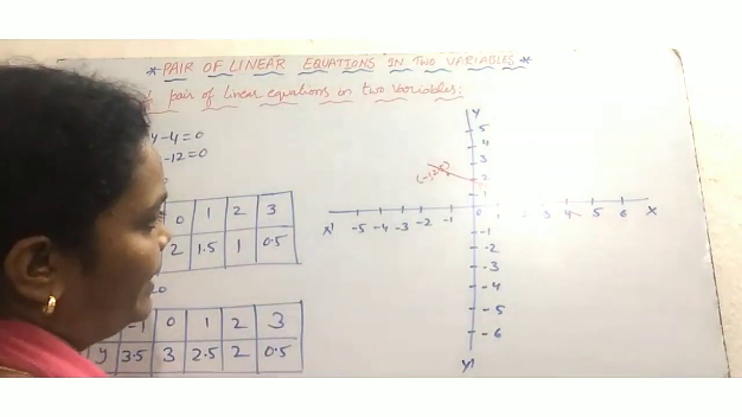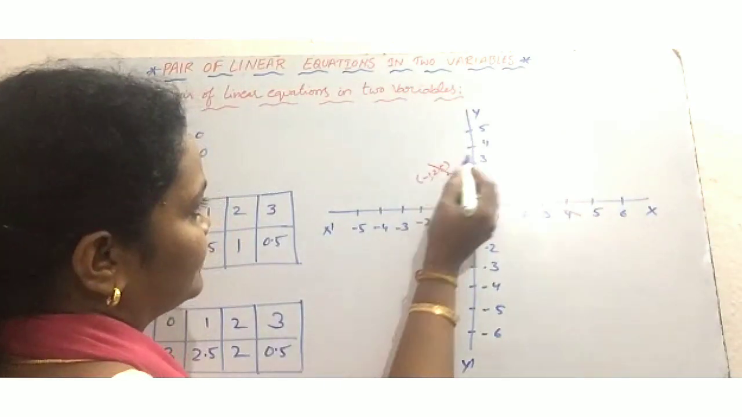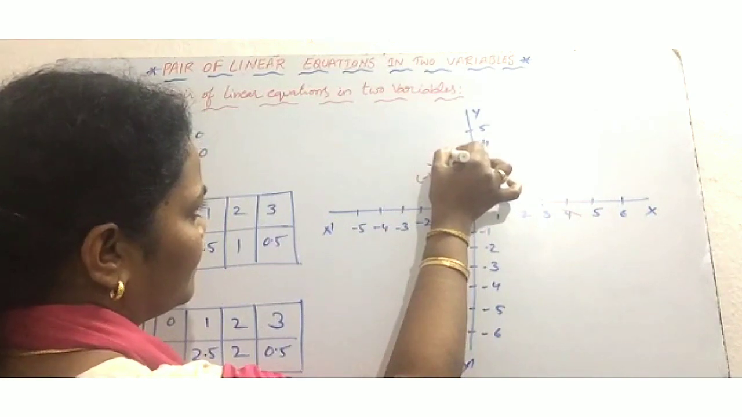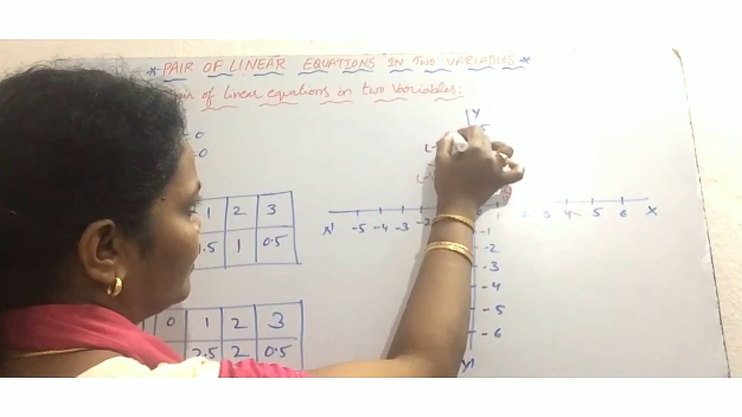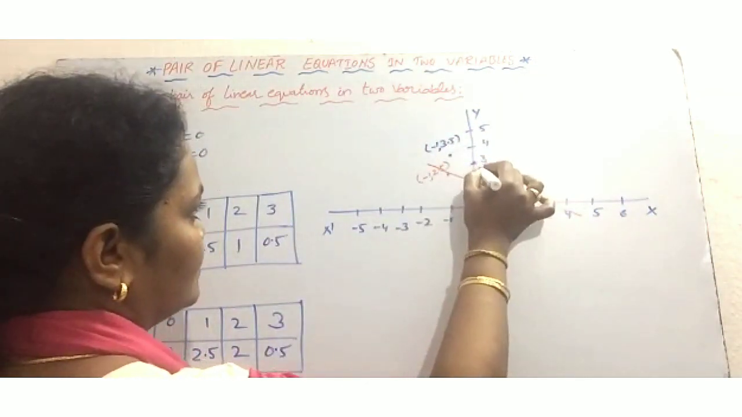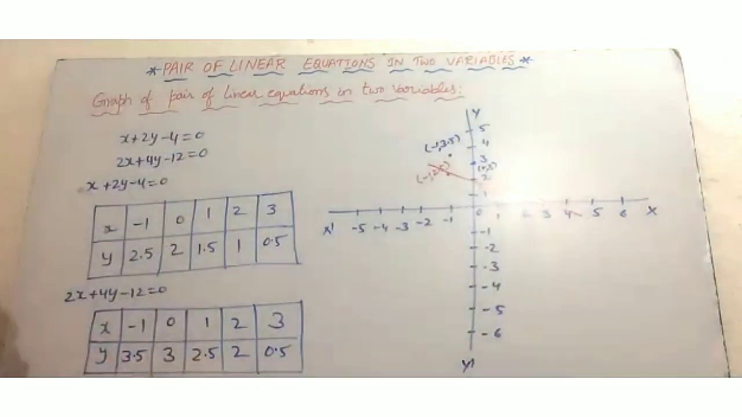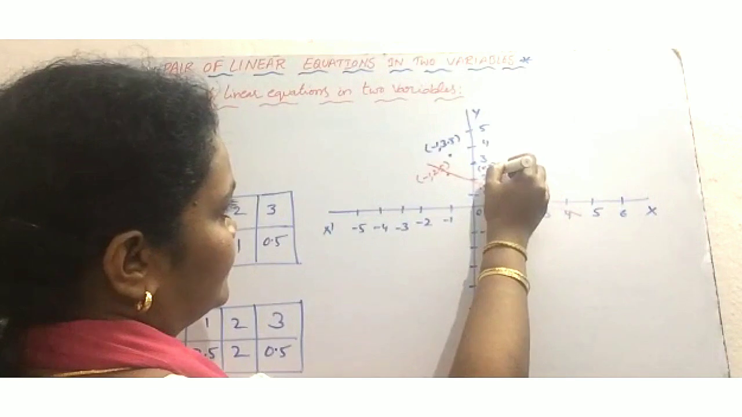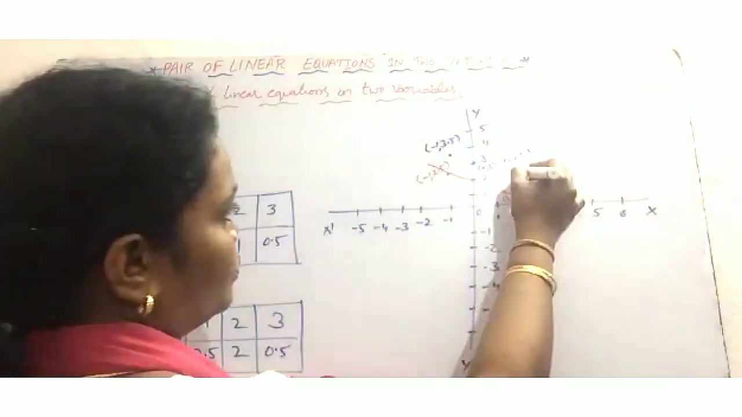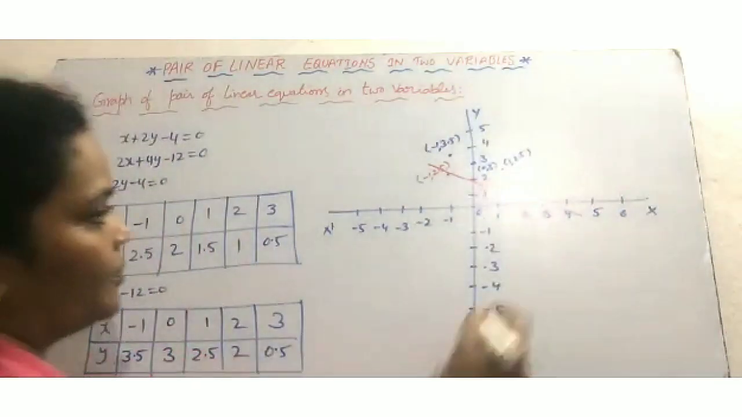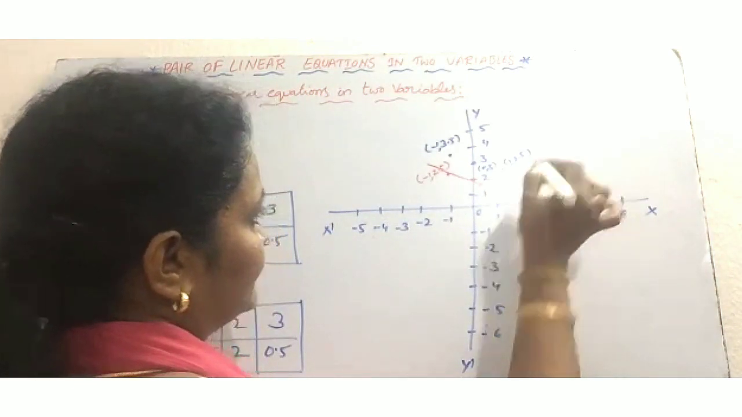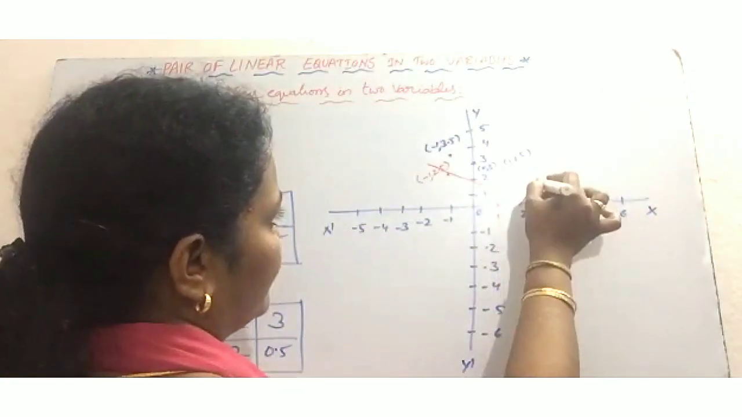And next minus 1 comma 3.5. So minus 1 comma 3.5 here, and next 0 comma 3. Next 1 comma 2.5 here, and next 2 comma 2. So this is here, and next 3 comma 0.5. Sorry, 1.5.